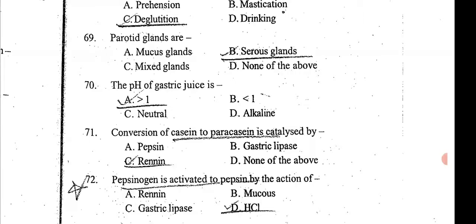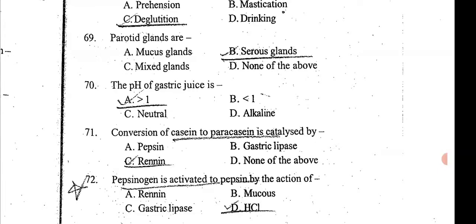The pH of gastric juice is acidic, but not so acidic that its value may be less than 1. They are acidic but their value is more than 1. The pH of gastric juice is usually 2 to 3.